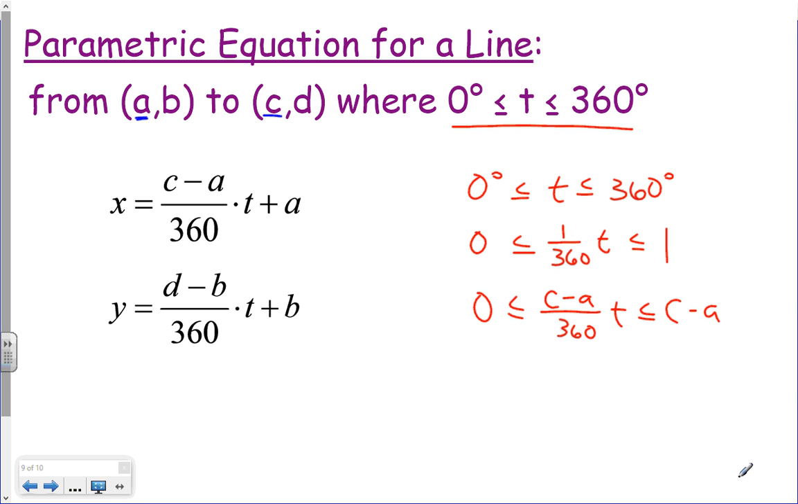And the last thing is I want to start this out at a. I don't want to start out at 0, so I have to add on the starting point. I want to start out here at a. So add a to everything. So 0 plus a, of course, is a.